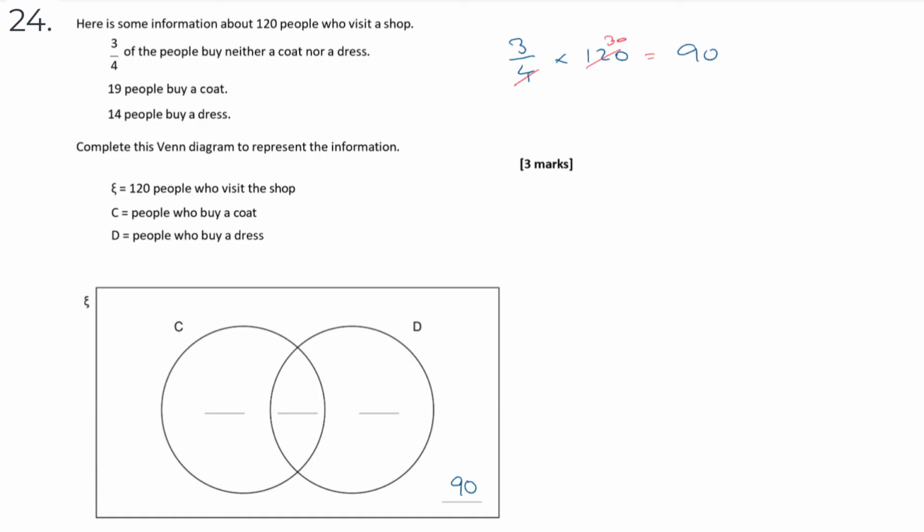We know 19 people buy a coat. But we don't know what's in the middle. So when we've got a situation like this, where we know everything in the big circle, but we don't know the bit in the middle, the easiest thing to do is call that bit in the middle x.